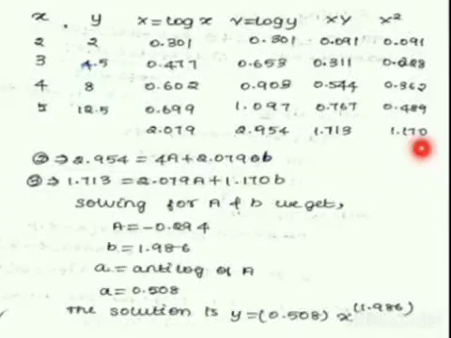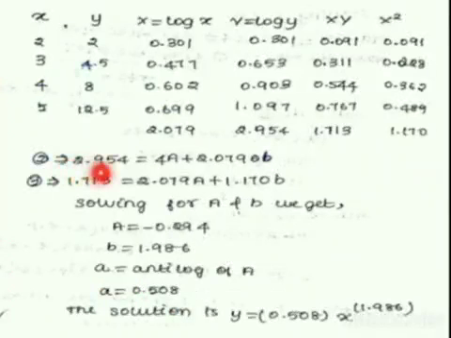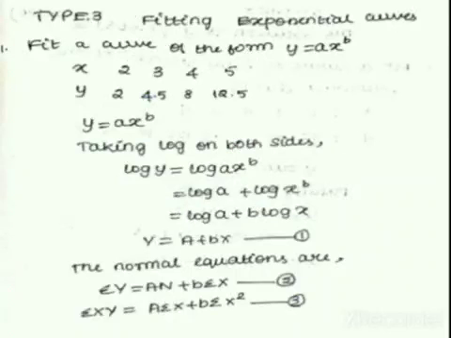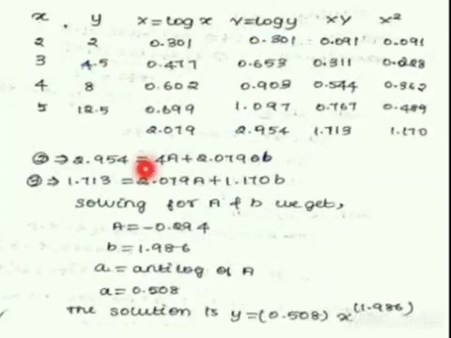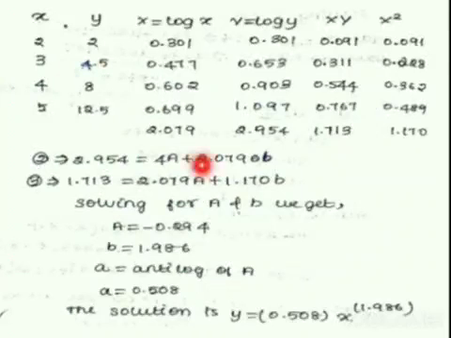Now you have to substitute these terms into the formula. So our second equation implies summation Y, which is 2.954, is equal to n, where n is 4, since the number of data points given here is 4. So 2.954 = 4A + summation X, which is 2.079, times b. Equation 3 is also mentioned here. You have to substitute all the values and you will get equation number 3. If you solve equations 2 and 3, you will get the values of A and b.